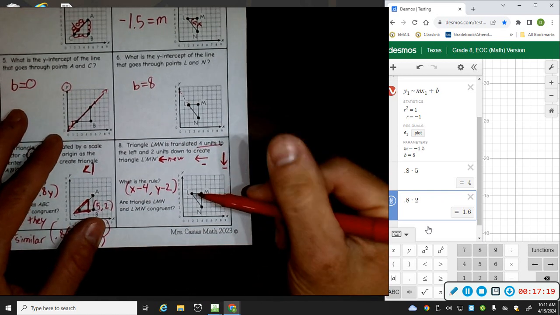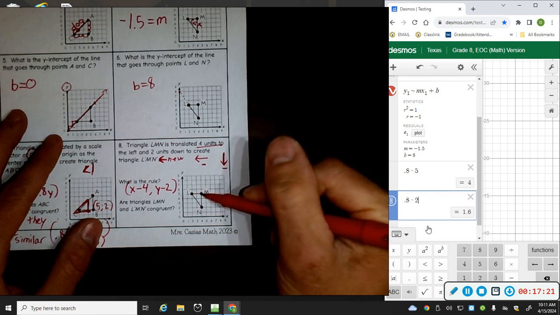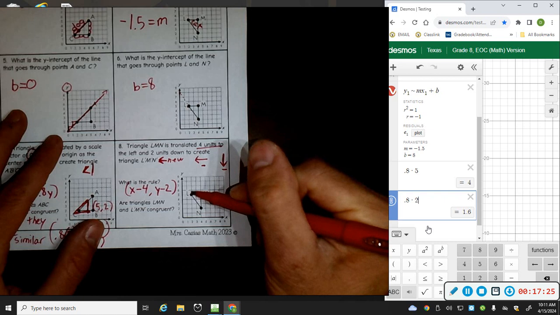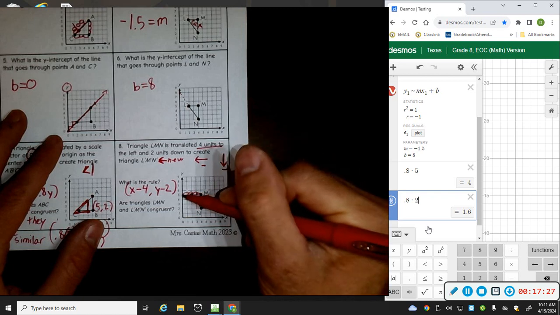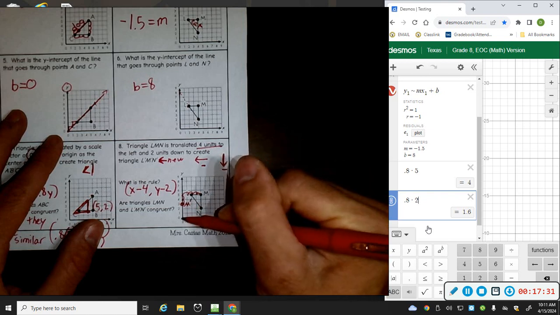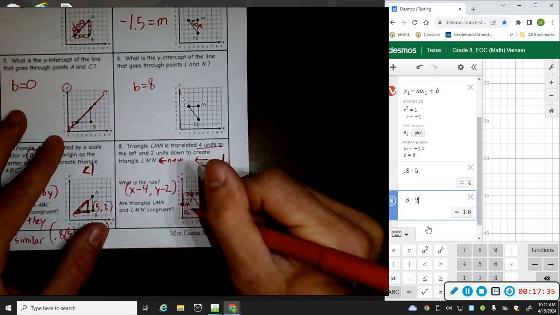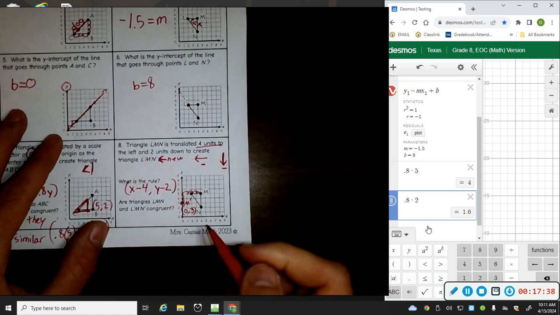And so I'm going to do that with this point M. I'm going to count 4 spaces to the left, 1, 2, 3, 4, 2 spaces down, 1, 2, and so M prime is at 0, 3. M prime is at 0, 3, and you can do that for each of your points and redraw your figure if you were required to.